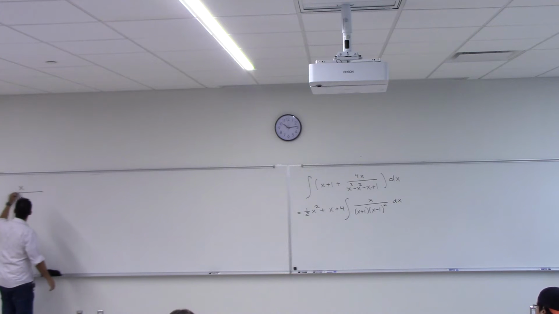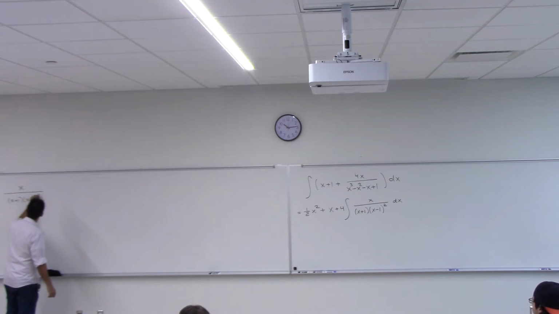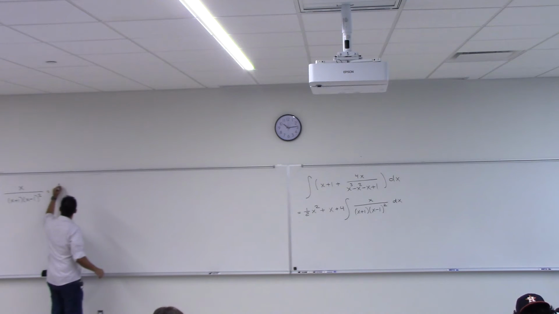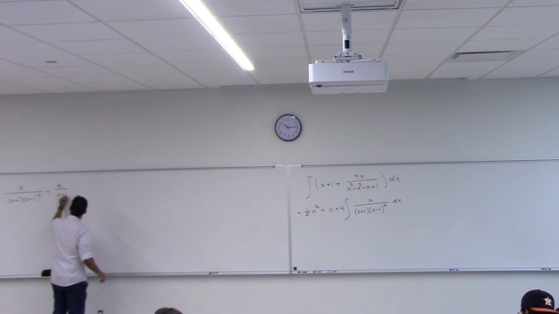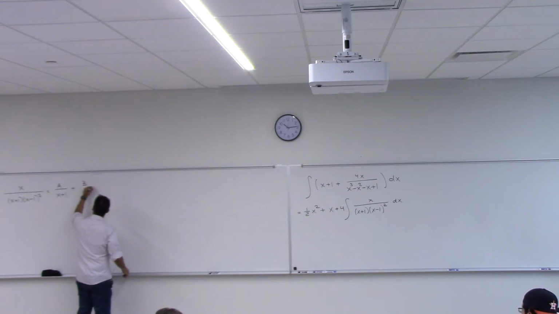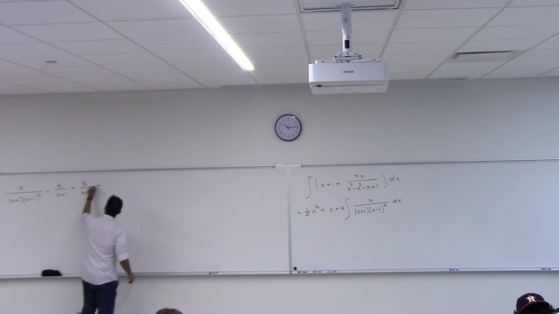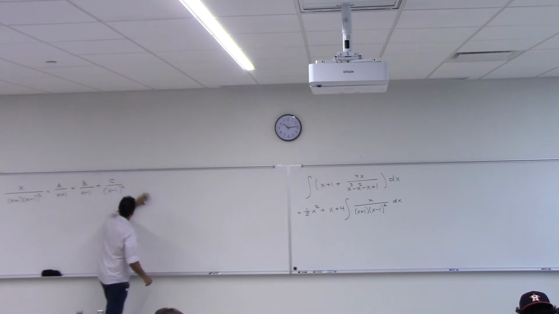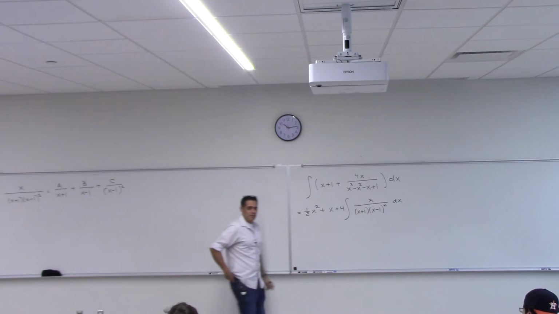I have x over x plus 1 times x minus 1, that quantity squared. I know because these are distinct linear factors, I need A over this, and that one's squared, right? So I'm going to need B over that, and then C over that squared. So A over x plus 1 plus B over x minus 1 plus C over x minus 1 quantity squared. And now I'm off to the races trying to get this.